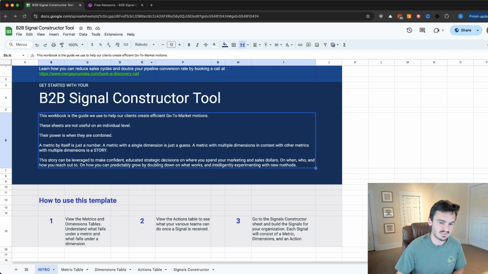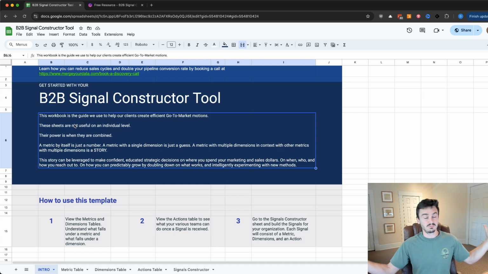I see a lot of people stop with just a metric by itself, looking at revenue. Revenue in no context doesn't mean anything. What does $1 million mean? Well, if you have a 1,000-person company, it means you're in trouble. If you're a one-person company, it means you're doing great. So if you have no context, it doesn't mean anything. A metric with a single dimension is just a guess.